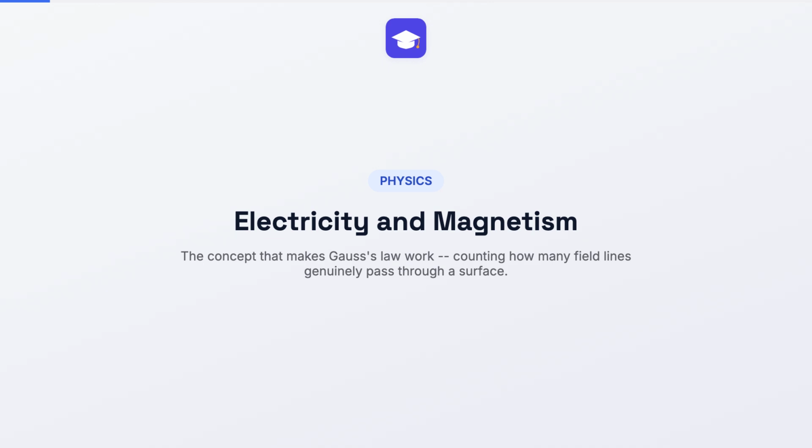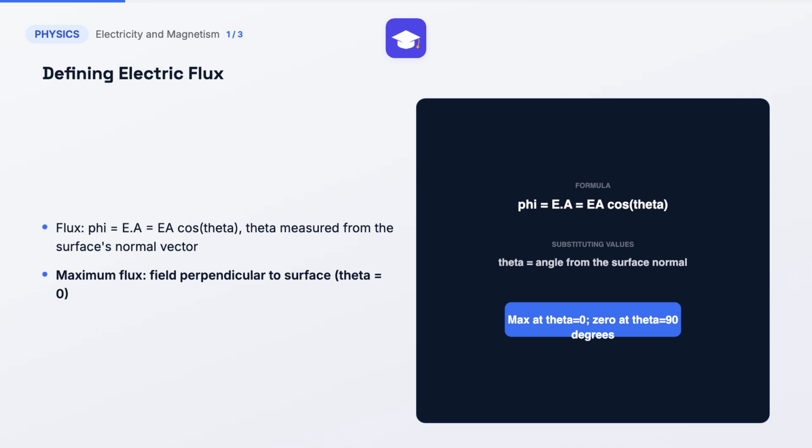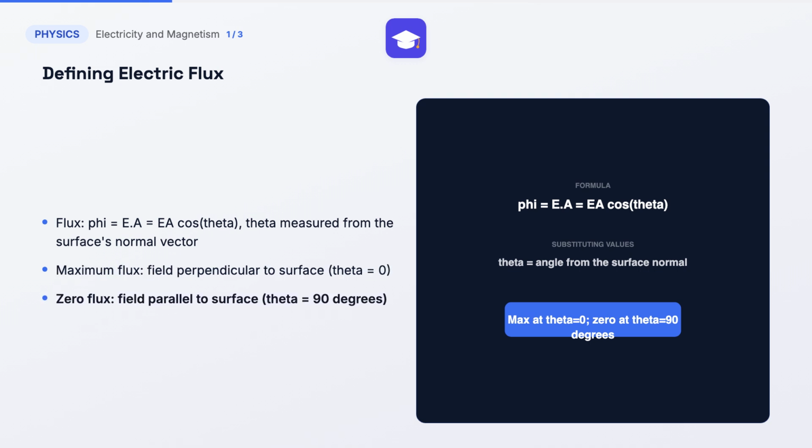Today's topic is electric flux, the foundational concept behind Gauss's law. Let's begin. Electric flux through a surface measures the total number of electric field lines passing through that surface. For a flat surface of area A placed in a uniform field, the flux is given by phi equals E dot A equals EA cos theta, where theta is the angle between the field direction and the surface's normal vector, the line drawn exactly perpendicular to the surface.